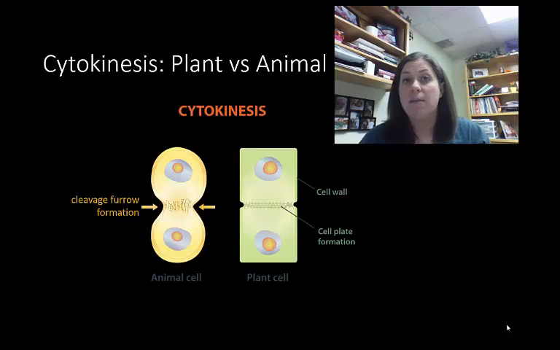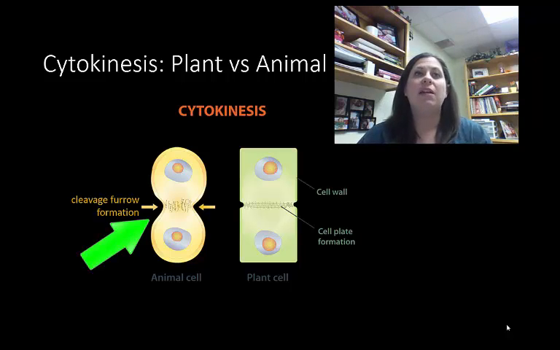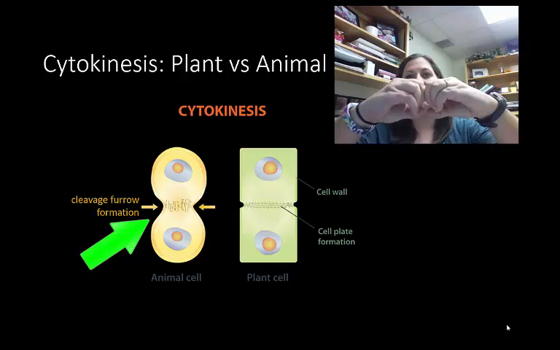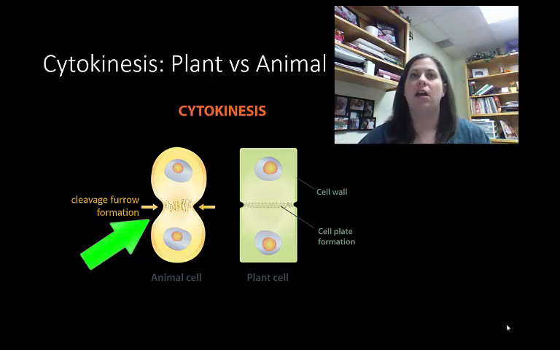Now, talking about cytokinesis, it's really important to know the difference between what happens in an animal cell versus what happens in a plant cell. Now remember, in an animal cell, we're going to see that they're going to pinch together like we see here. It's going to create a cleavage furrow so that they can pinch apart and pull apart. Okay, so it's important to know that that's a cleavage furrow.